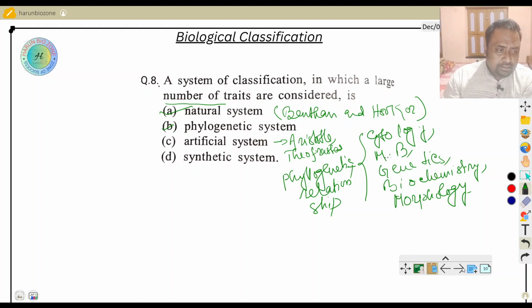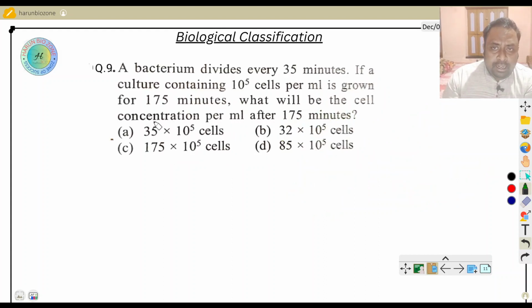Next question: a bacterium divides every 35 minutes. If a culture containing 10 to the power 5 cells per ml is grown for 175 minutes, what will be the cell number? Here the number of generation, 2 to the power n. N is the number of generation.